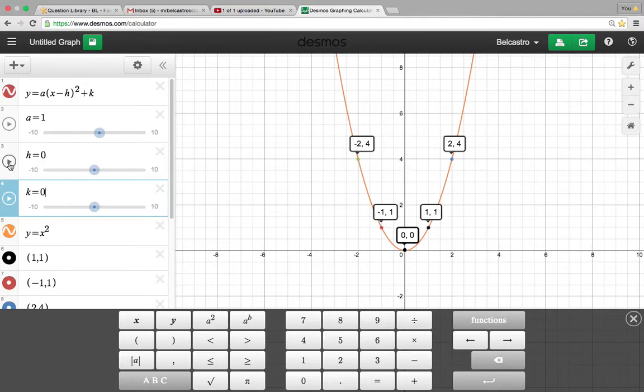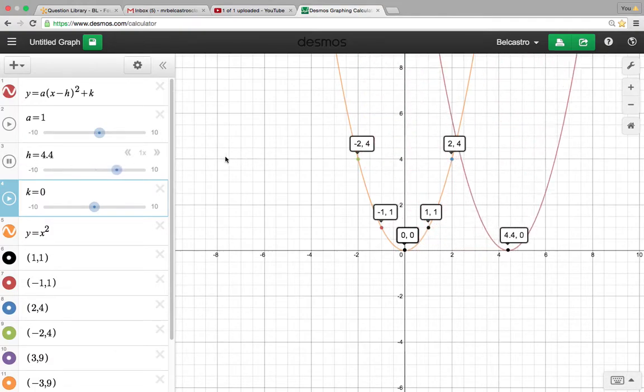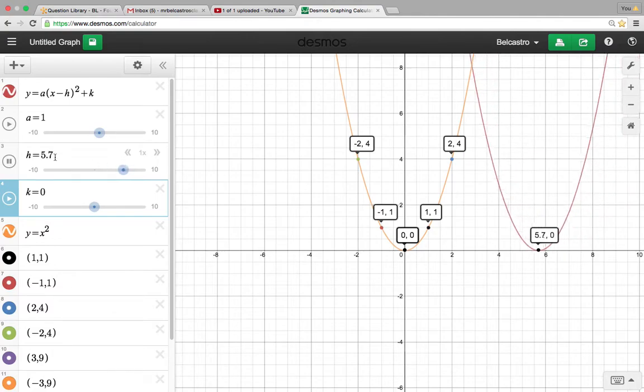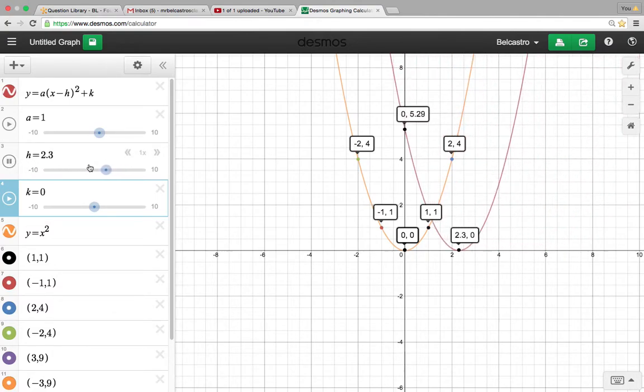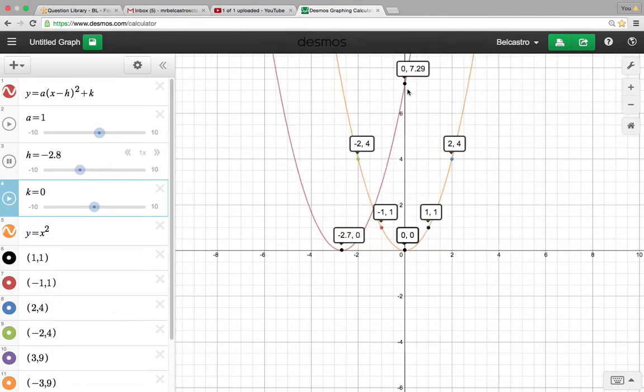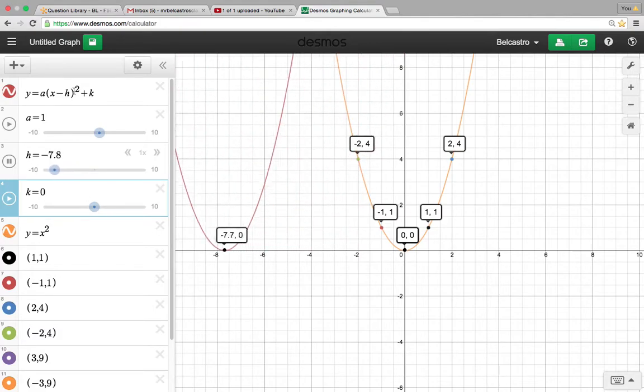All right. The h value. Now this one's a little confusing. The h value moves it left and right. Great. The only difference here is, actually I'll let it go, and you'll see it moves it left and right, just keeping the y-intercept. So anytime you affect this h value here, you're moving the parabola left or right.